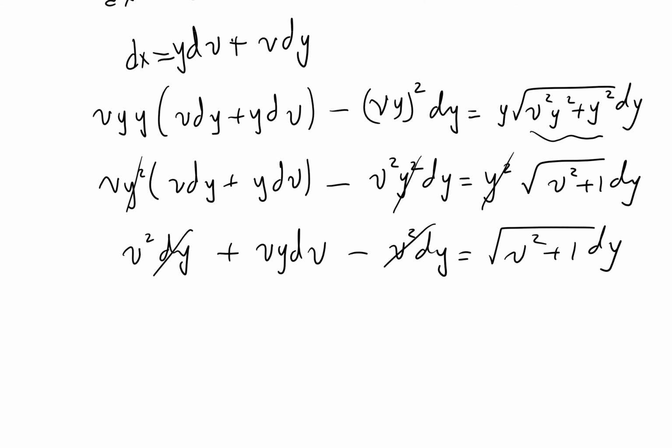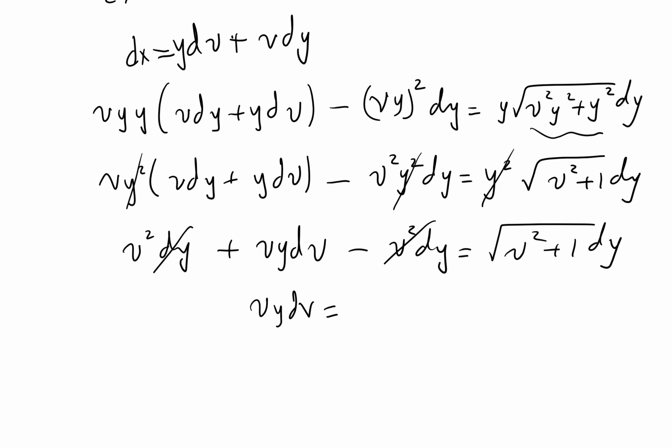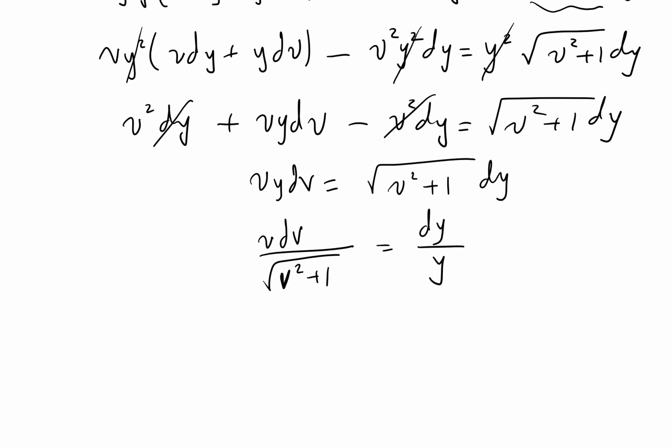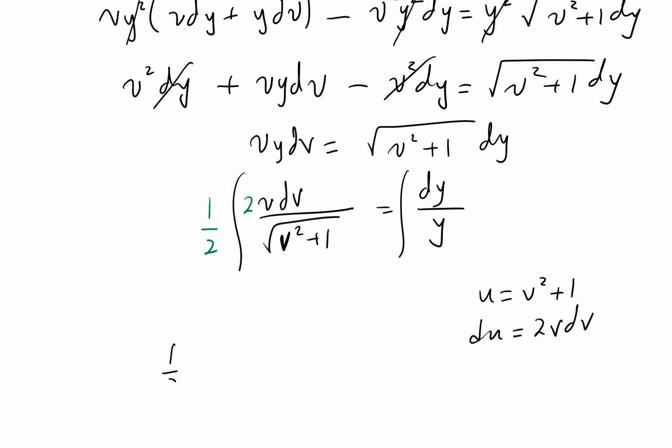Now we can move on. We have vy dv equals v squared plus 1 dy. We can do separable: v dv and bring that one down, dy over y. Now we can do u-sub: u equals v squared plus 1, du is 2v dv. So you need a 2 here and 1 half out. That gives us 1 half du over the square root of u, equals dy over y.